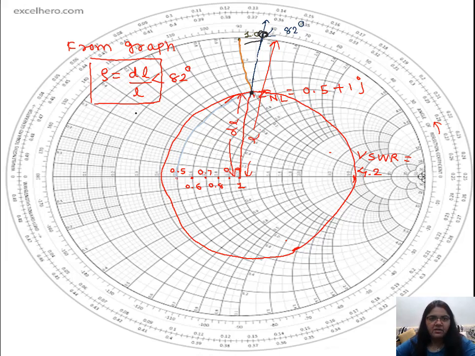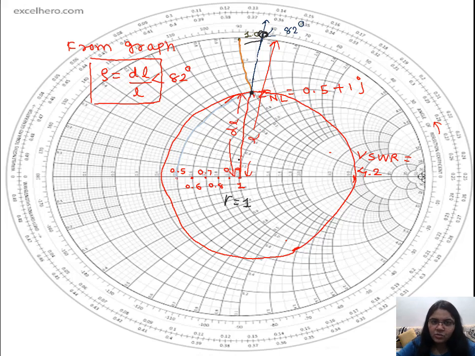Another way, from the graph we can also find out the value of rho. How? I can take the distance from this point number 1, meaning R is equal to 1, to this Z and L point. So this is nothing but my DL value, and the other is from this point 1 to the angle of reflection point, that is L.